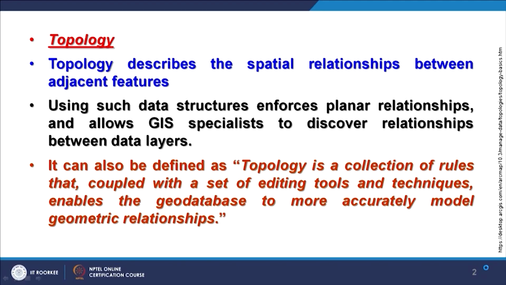So, topology is basically a collection of rules, coupled with a set of editing tools and techniques, that enables the geodatabase to more accurately model geometrical relationships. Geometric here means basically the relationship, and since we are talking geographic, it should be in a geographic model also. Now, what is basically topology?